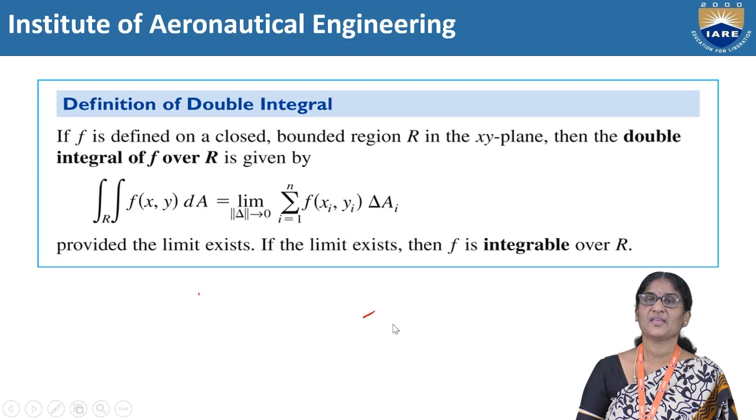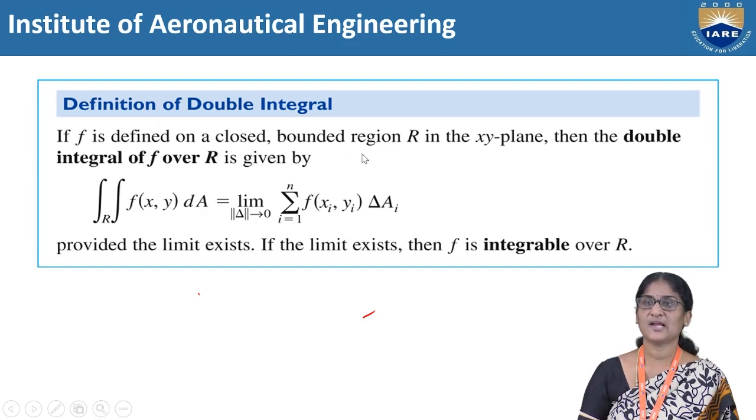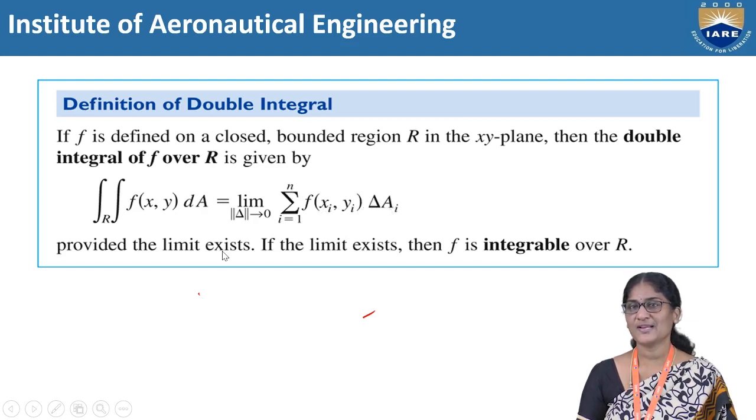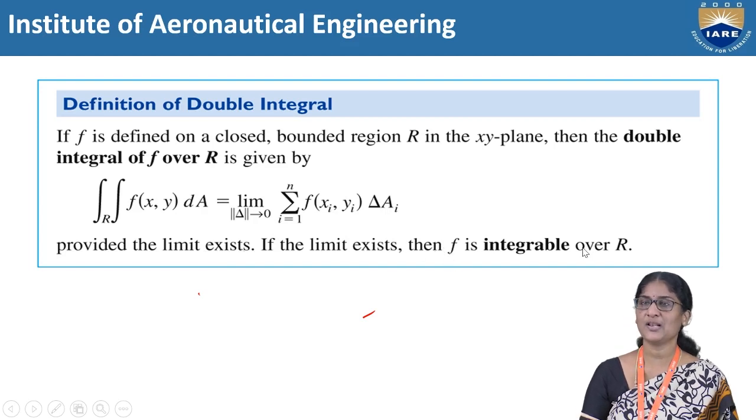Now, double integral. If f is defined on a closed and bounded region R in the xy plane, then the double integral of f over R is given by the double integral of f of x comma y dA, which is nothing but the limit as the norm of delta tends to 0 of the summation from i equals 1 to n of f of xi, yi into delta Ai, provided the limit exists. If the limit exists, then f is integrable over R.